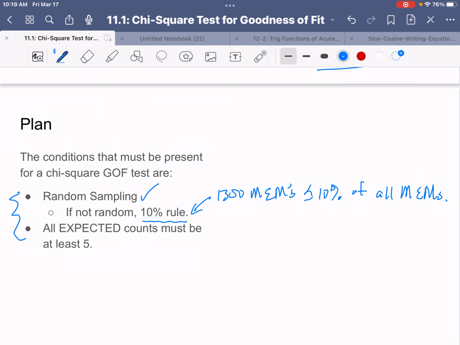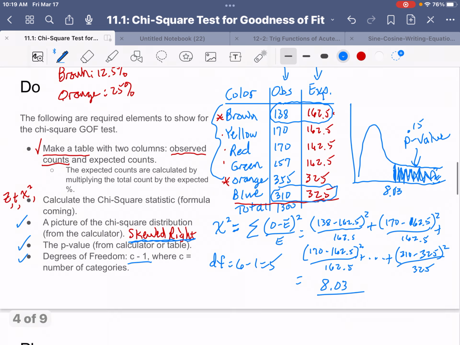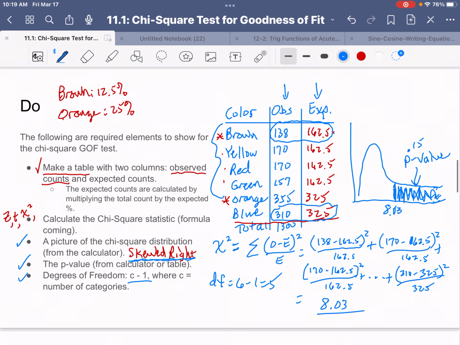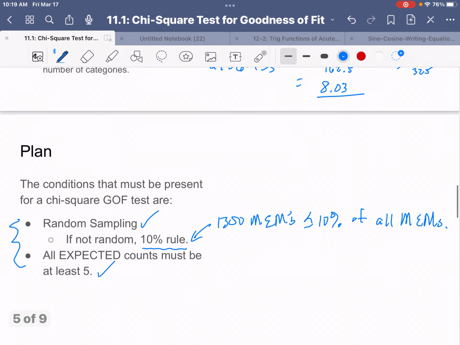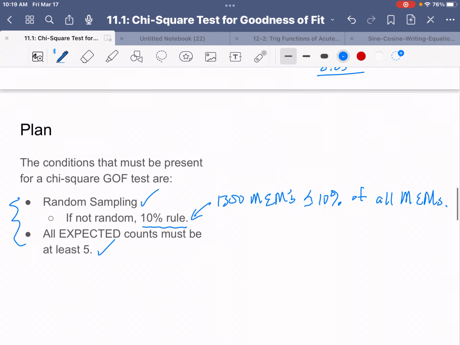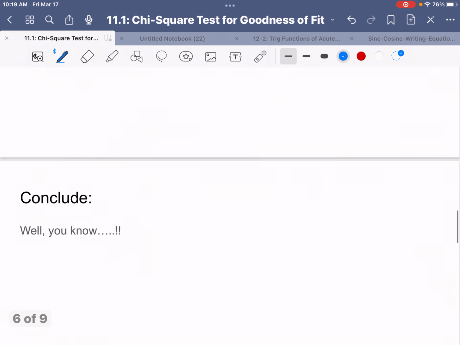Are all of the expected counts at least 5? Well, I think so. Now notice it says all of the expected counts must be at least 5, so they are. Not the observed counts, but the expected counts. Okay, so those conditions have been met. We're now ready to draw a conclusion.